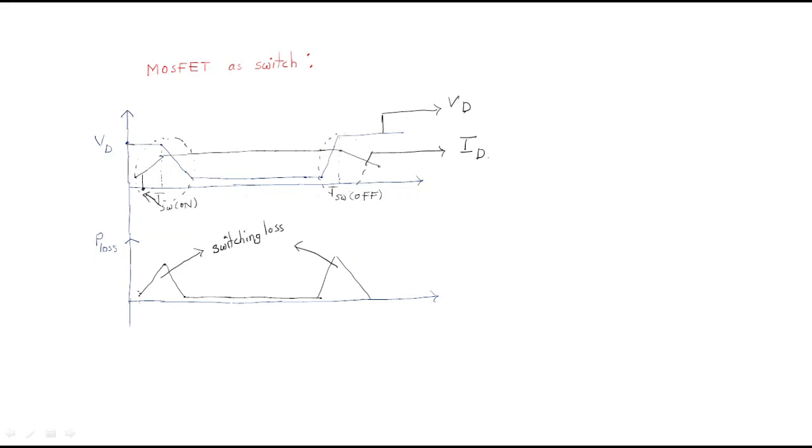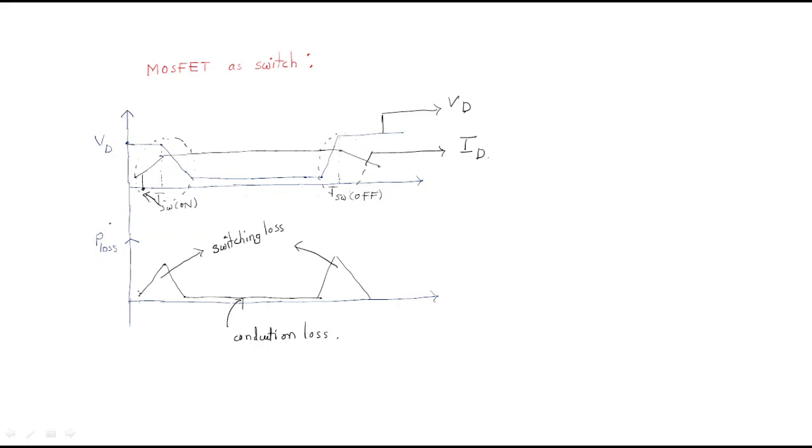This is a switching zone, that's why we have the switching loss. In this region, from this point to this point, the MOSFET will be on. On means this region is called the conduction loss.